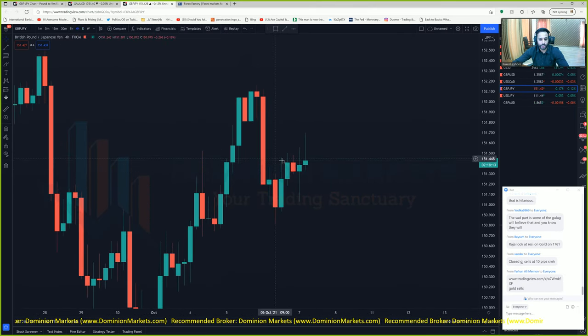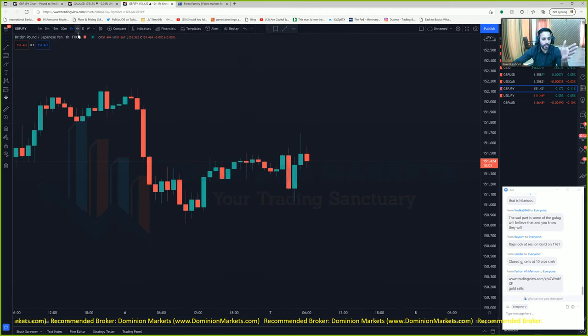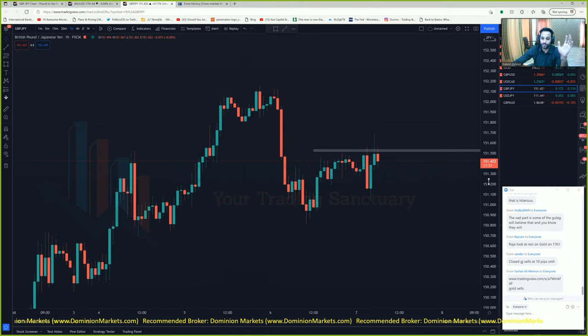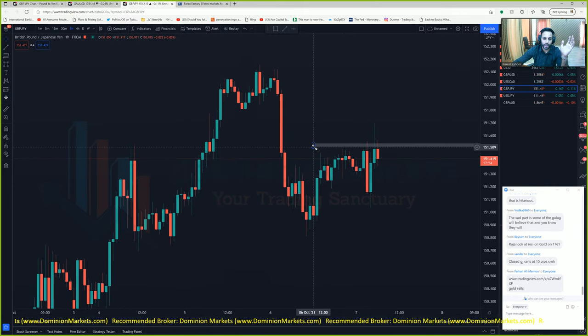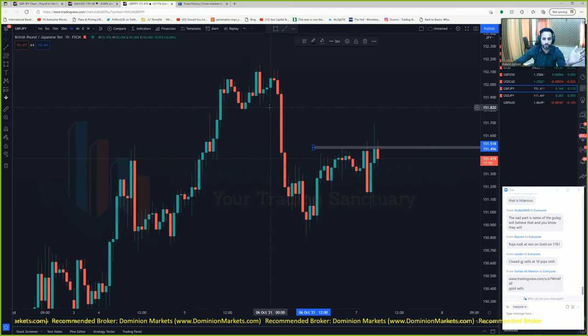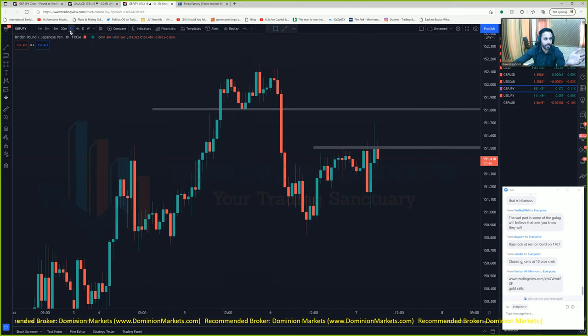4-hour is just consolidating. You can see all these wicks over here. Major rejection to the top side, and some sort of rejection to the downside here as well. Looking at the 1-hour time frame, we are creating a resistance at 151,500. When we sent the analysis this morning, we talked about pound yen breaking above 151,500 and moving on towards 151,800, but that didn't happen at this point, right?